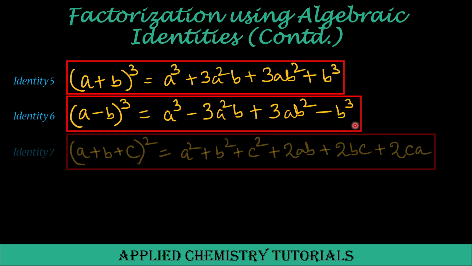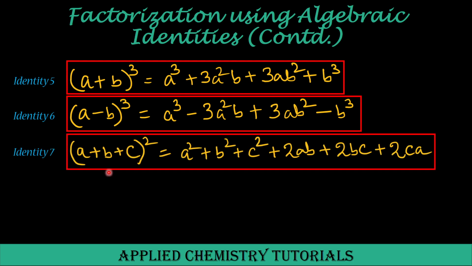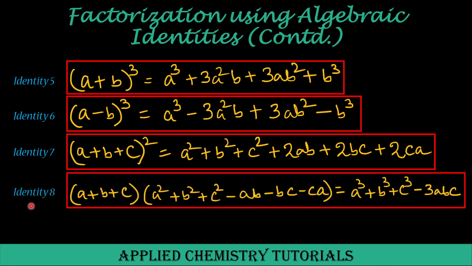Identity 7: (a + b + c)² = a² + b² + c² + 2ab + 2bc + 2ca. And identity 8: (a + b + c)(a² + b² + c² − ab − bc − ca) = a³ + b³ + c³ − 3abc.